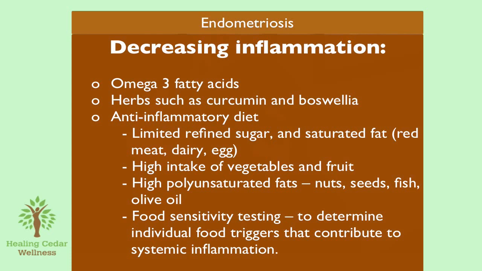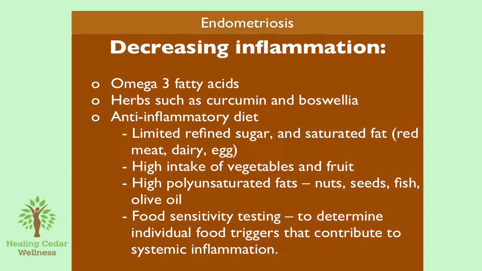So to decrease inflammation, we commonly use omega-3 fatty acids, herbs such as curcumin and boswellia, and we also promote an anti-inflammatory diet. And anti-inflammatory diets include limiting your amount of refined sugar that you're eating, and also limiting saturated fat. So this includes red meat, dairy, and eggs. The diet also includes a high amount of vegetables and fruit, and a high amount of polyunsaturated fat. So this includes nuts, seeds, fish, and olive oil.